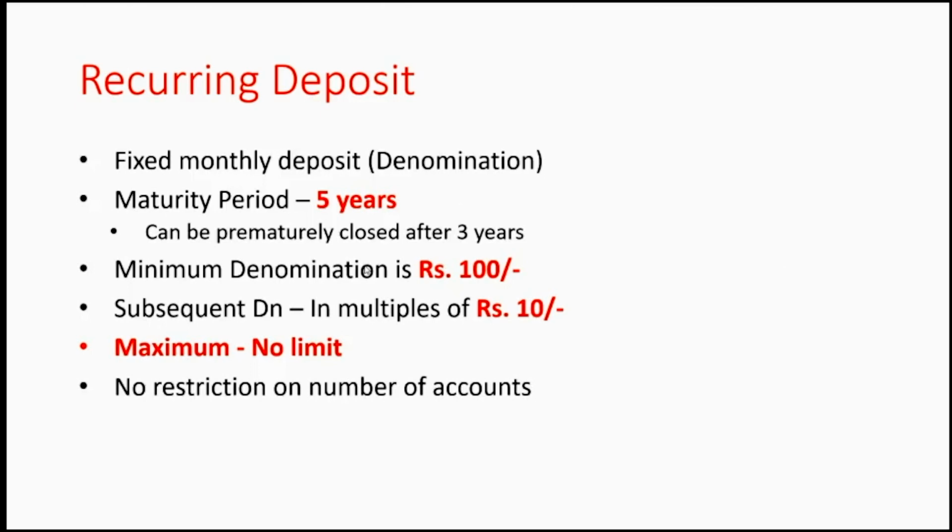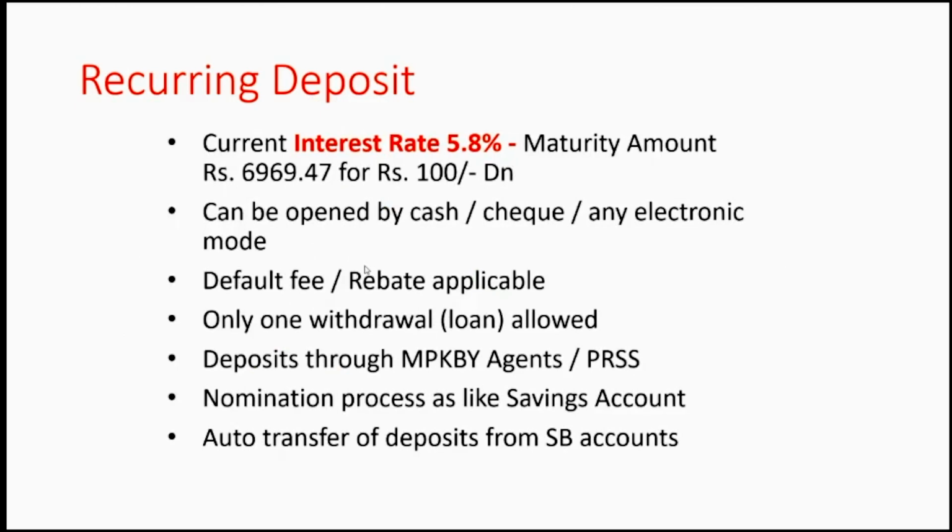For this RD, there is no restriction on the number of accounts. In SB, we have seen that one depositor can open only one single account or one joint account. But in case of RD, there is no restriction on the number of accounts and no maximum limit. The current interest rate for recurring deposit is 5.8 percent, and the account can be opened by cash or check or any electronic mode. Deposits can also be made through MPKBY agents or PRSS agency systems.